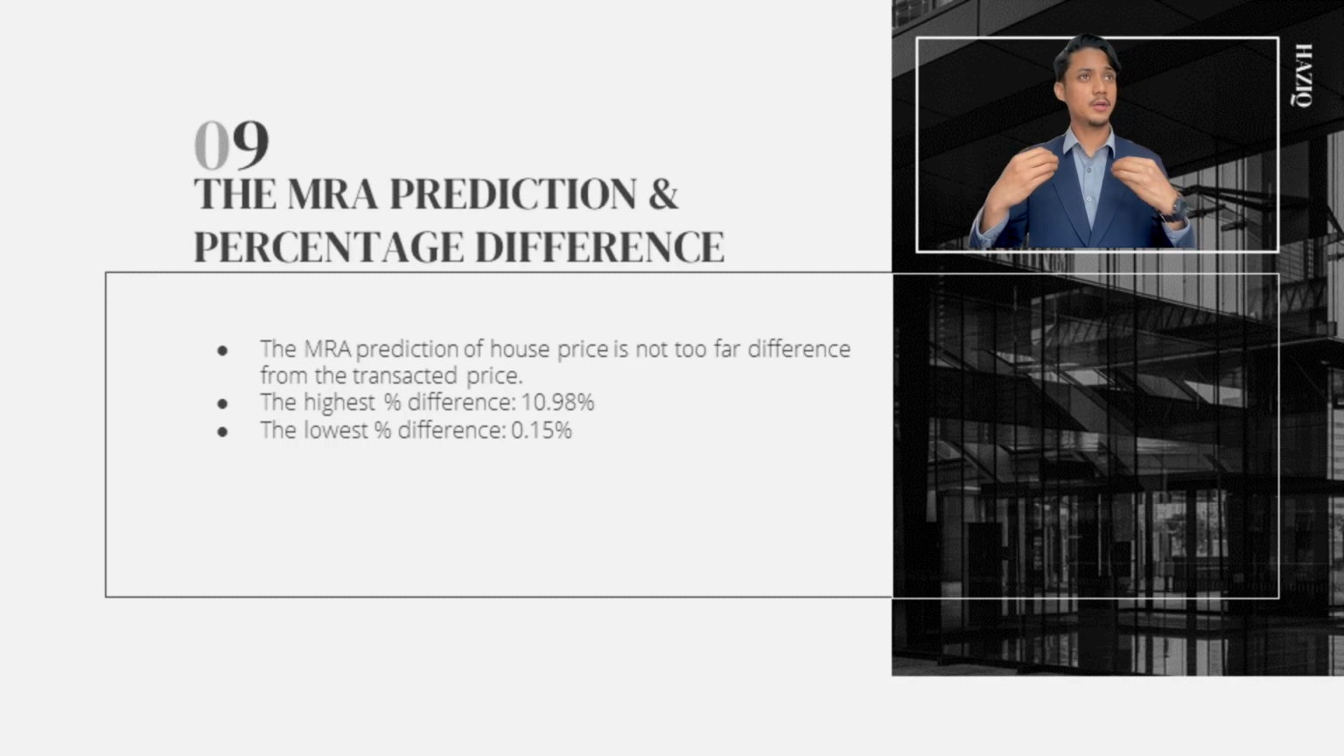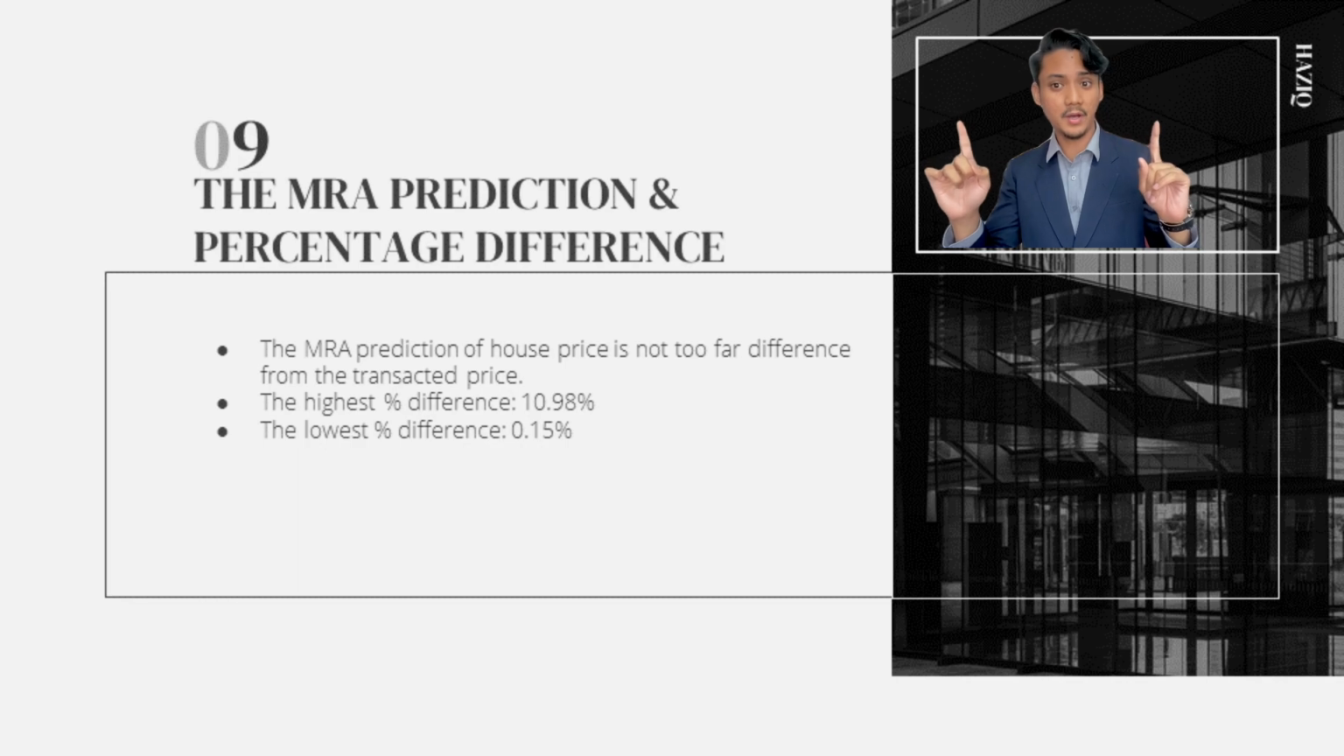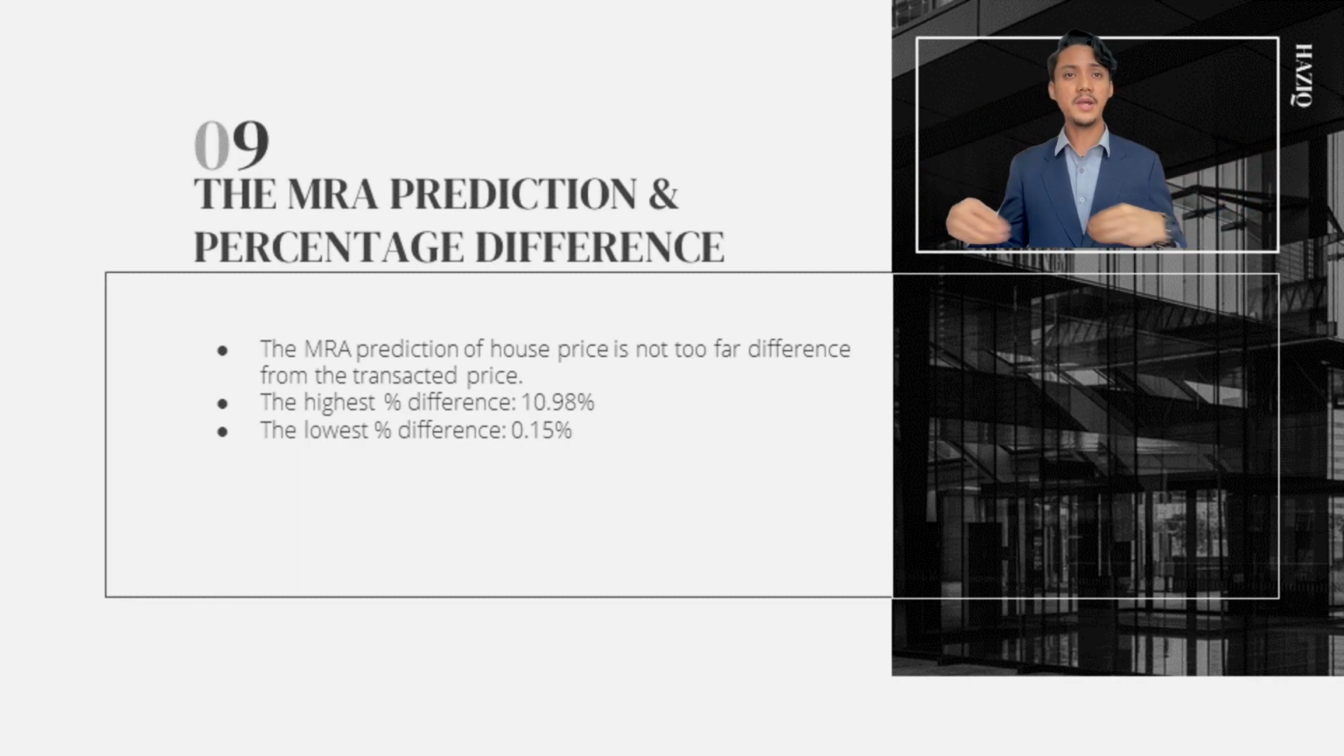Last but not least, after we manage to get the MRA model or equation, we need to input the model back into the SPSS to get the MRA prediction and the percentage difference between the prediction and the transacted price. The result is that the MRA prediction of the house is not too far different from the transacted price, while the highest percentage difference is 10.98%, and the lowest percentage difference is 0.15%, which is an excellent result. And that's all from me. Thank you for hearing. Assalamualaikum.